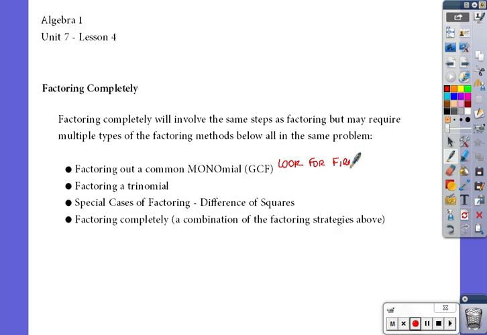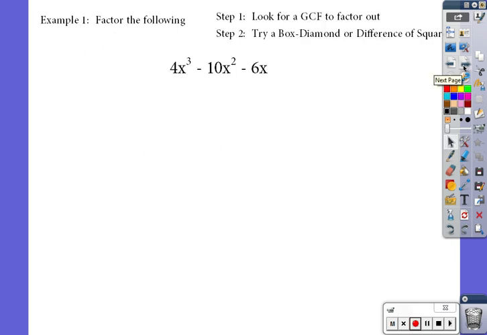which means we're going to start with our factor trees. And then next you would look for one of these two special cases after you've factored out a common GCF, if there is one. All right, so let's take a look at a couple problems. So again, step one, look for a GCF. Okay, and the way we do that is by doing a factor tree here.